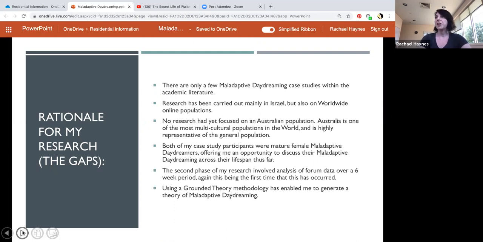The research had only really been carried out mainly in Israel, but also on worldwide online populations. There was no research as of yet that had focused on an Australian population. And in my mind, Australia is one of the most multicultural populations in the world, and it's highly representative of the general population. So I felt it was a good environment to carry out a country-specific research study.